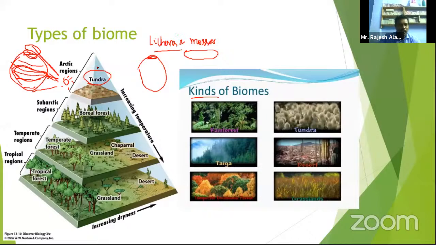So here there is no human settlement. It is devoid of human settlement. So no any pollution. So always the purity of air percentage is higher in this area. That's why lichens can survive here. It is nothing but a combination of fungi and algae. It is an example of symbiotic relationship.